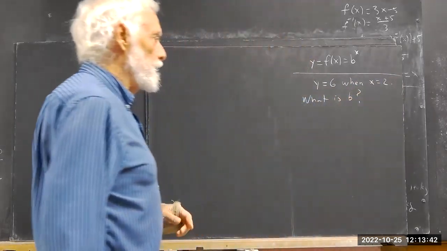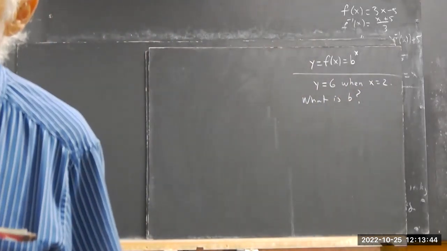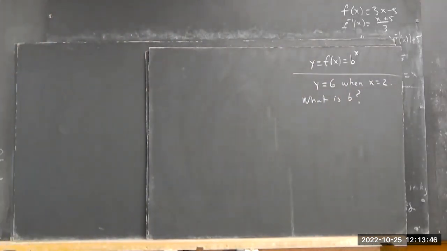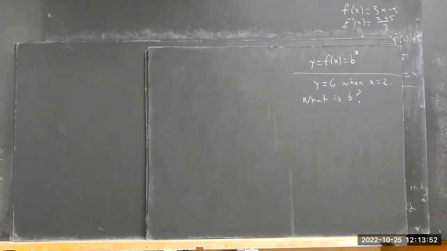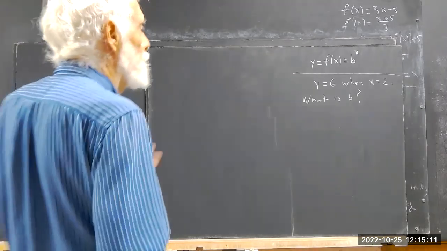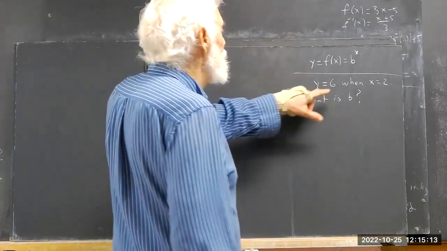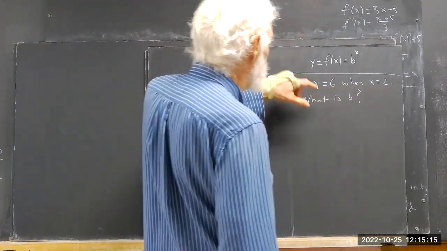Y equals 6 when x equals 2. Can you give me the value of b? Turn the camera off. Let you work for a minute. Okay, so this is fairly straightforward. You know that y equals 6 when x equals 2.